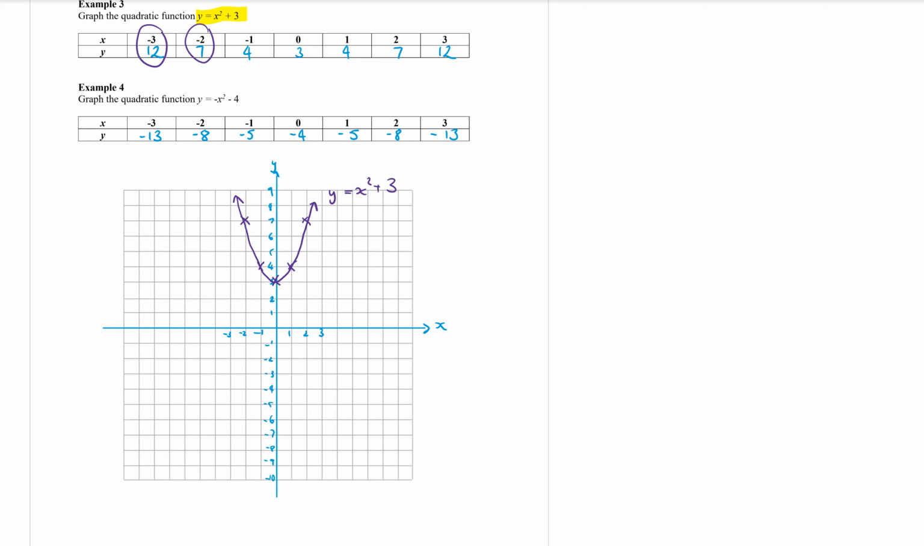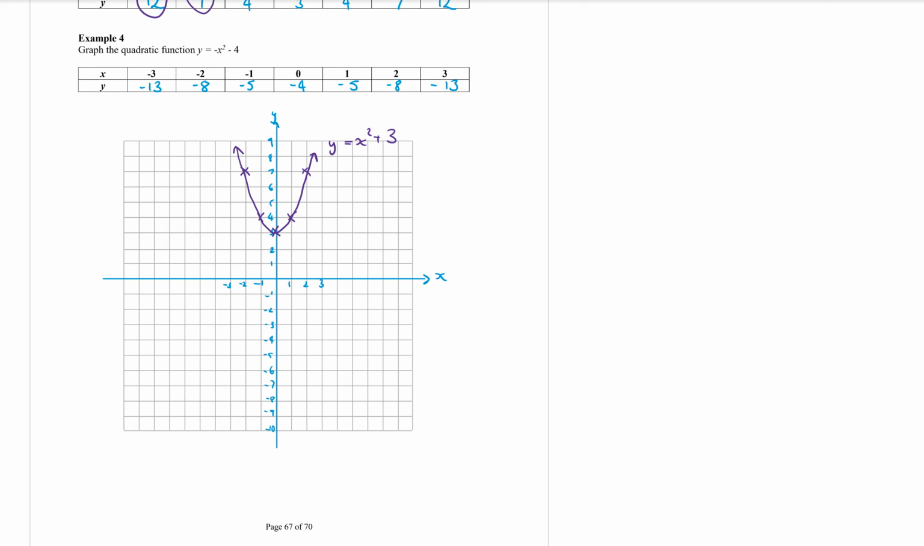Let's do the second one. Our -3, -13 is not going to fit. So -2, -8, -1, -5, 0, -4, 1, -5, 2, -8. And so here is my second parabola. So the minus sign at the front turned it upside down again, and subtracting 4 moved it down 4 places. So that's y is equal to minus x squared minus 4.